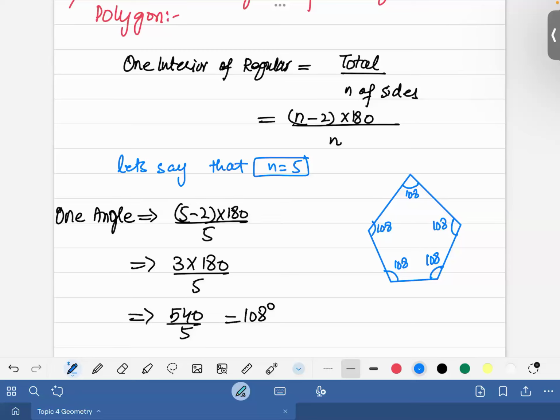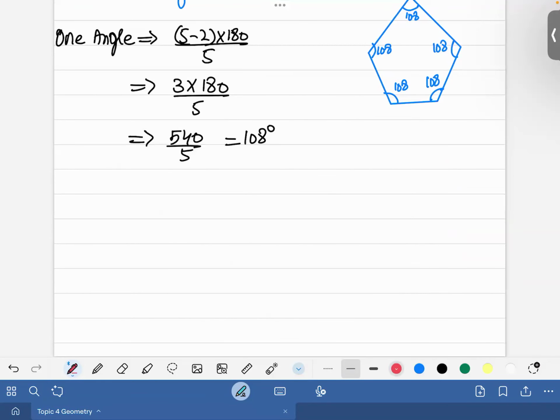That's how you can find one interior angle of a regular polygon. For example, there can be a question in the exam and the examiner can ask a question like this. Question: find one interior angle of a regular 8-sided polygon.